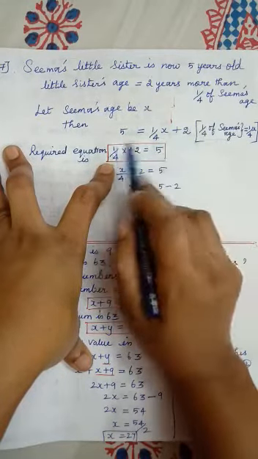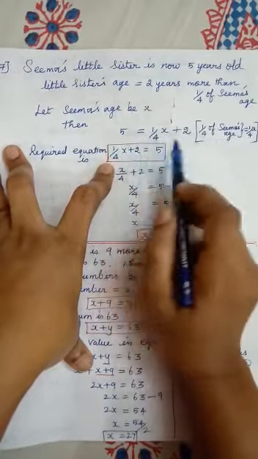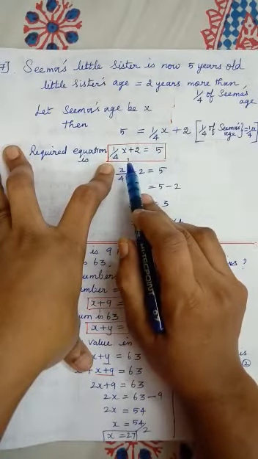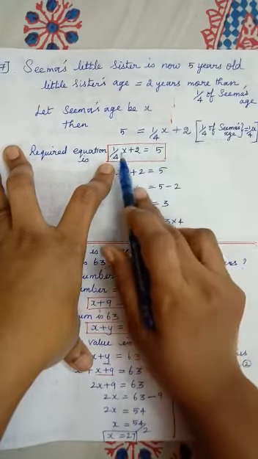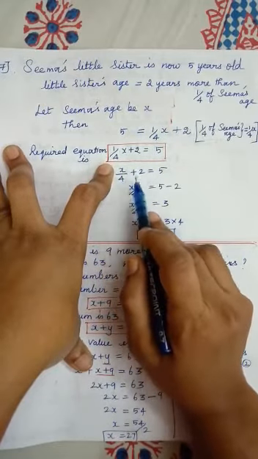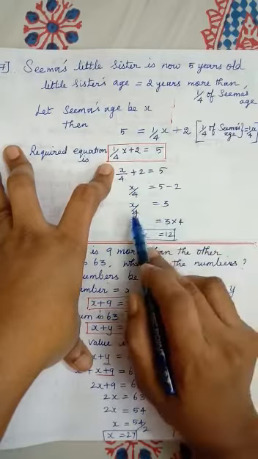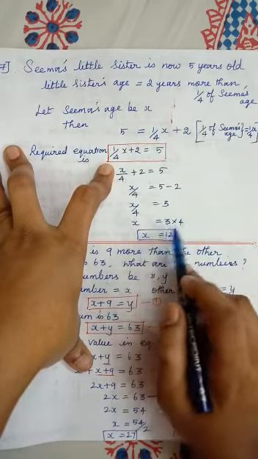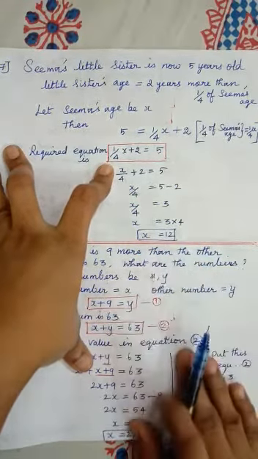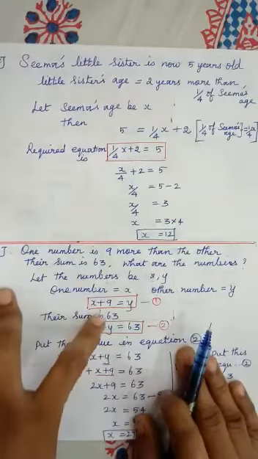I just change the left hand side and right hand side. So 1 by 4 into x plus 2 is equal to 5, that is x by 4 plus 2 is equal to 5. x by 4 is equal to 5 minus 2. x by 4 is equal to 3. Then x is equal to 3 into 4, x is equal to 12. Is it clear? Then the 8th question.